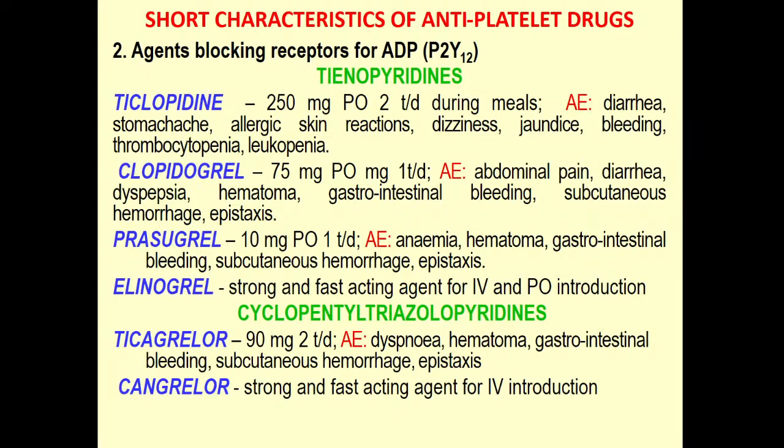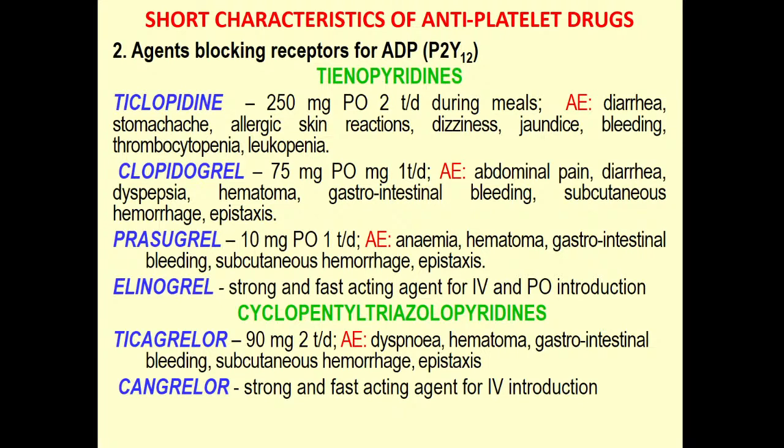Prasugrel is used in the dose 10 milligrams orally, 1 time daily. Possible side effects: anemia, hematoma, gastrointestinal bleeding, subcutaneous hemorrhage. Elinogrel, strong and fast-acting agent for intravenous, mostly, sometimes for oral introduction. This is very potent, used in cardiologic surgery.